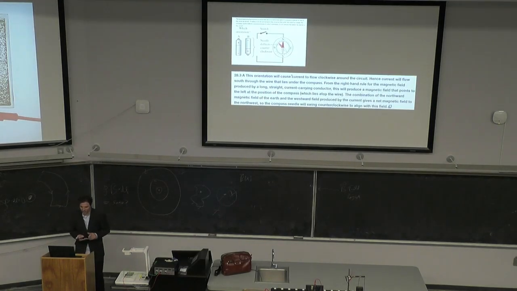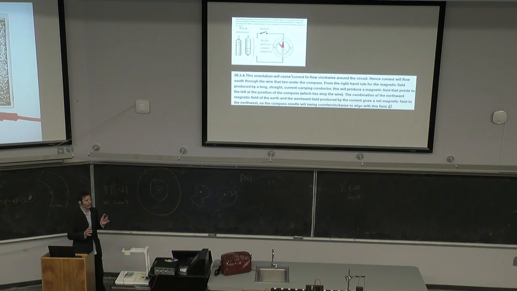In this case, the orientation will cause current to flow clockwise around the circuit, and thus the current will flow south through the wire that lies under the compass. By the right-hand rule for the magnetic field produced by a long straight current-carrying conductor, this will produce a magnetic field that points to the left at the position of the compass, which lies atop the wire. So the combination of the northward magnetic field of the Earth and the westward field produced by the current gives rise to a net magnetic field to the northwest. So the compass needle will swing counterclockwise to align with this field.